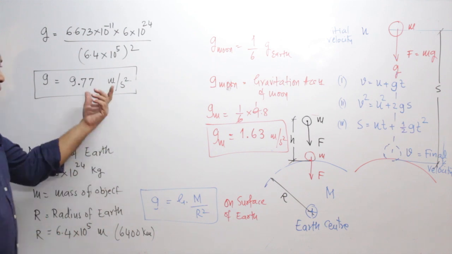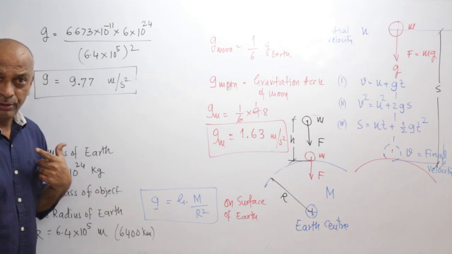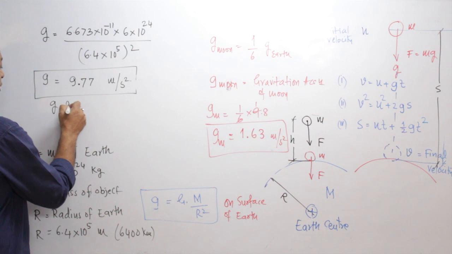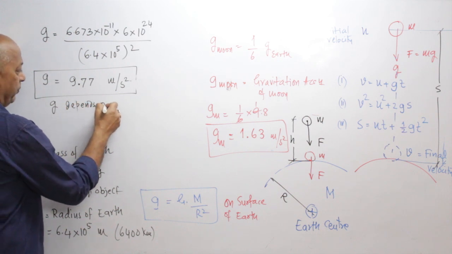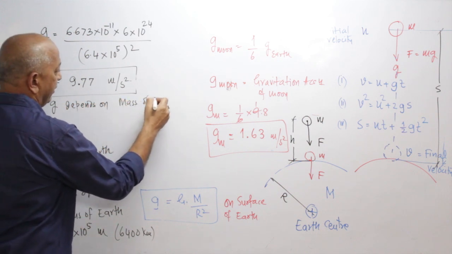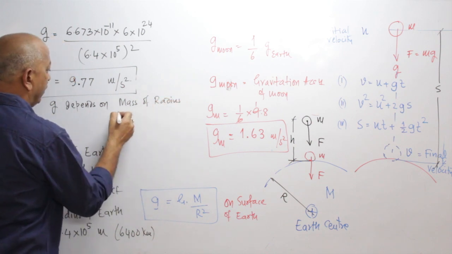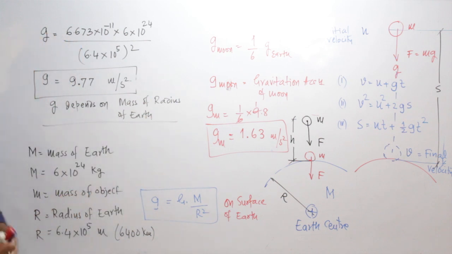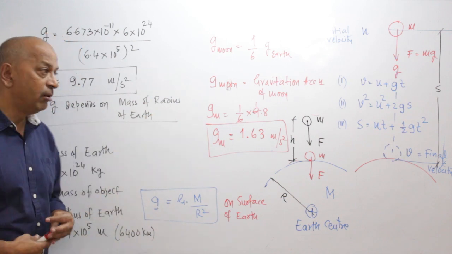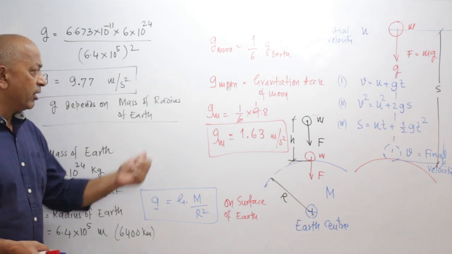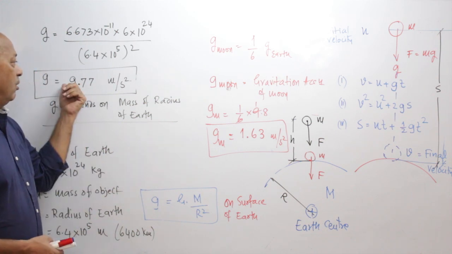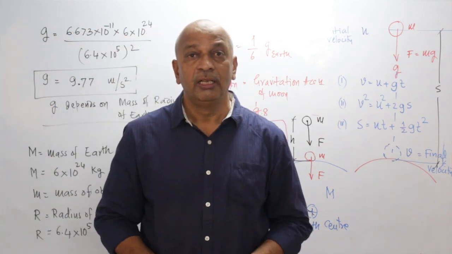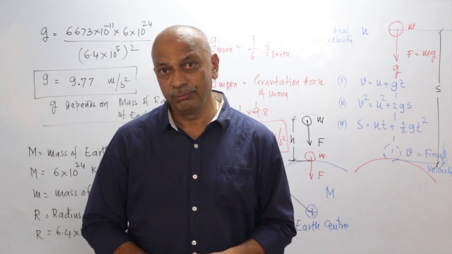Going further, whether this gravitational acceleration is constant, I can only say this g depends on the mass and radius of earth. If the mass of earth changes, then this g will change. If the radius changes, this g also will change. So is the g changing on earth? Whether the g is constant on the earth?